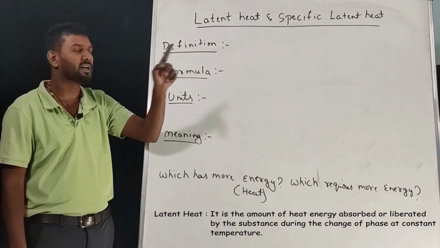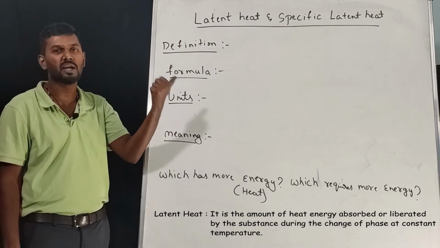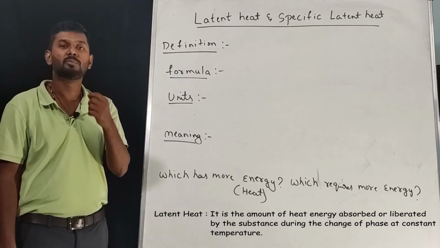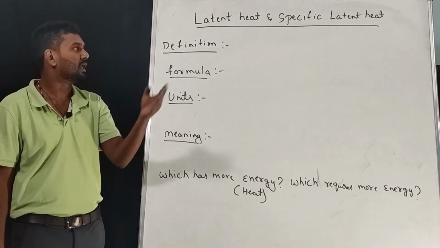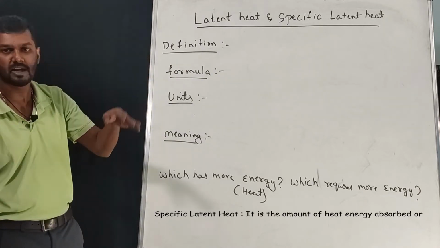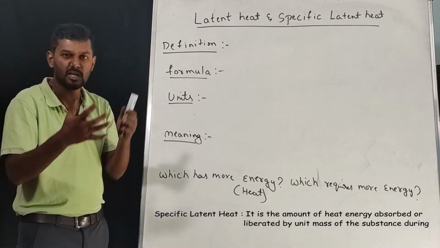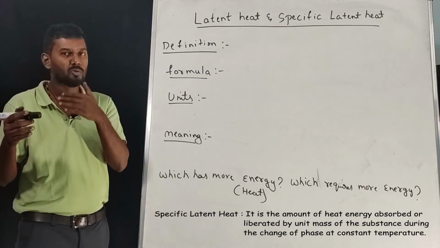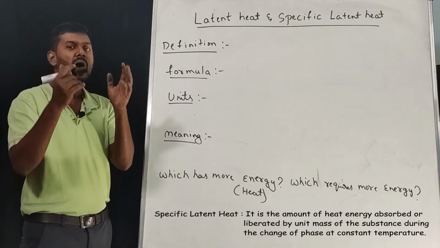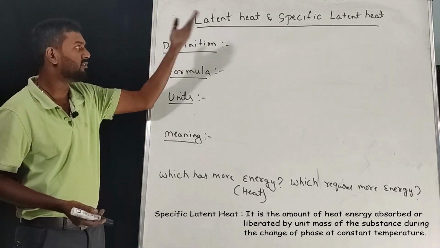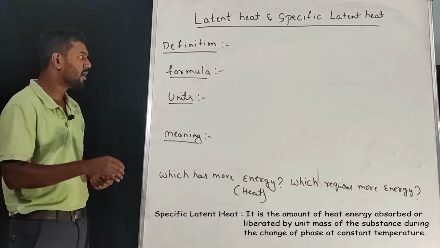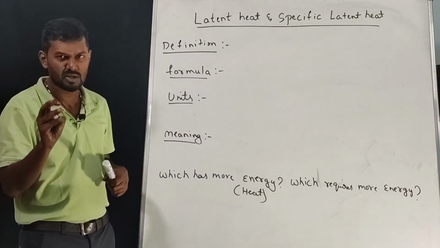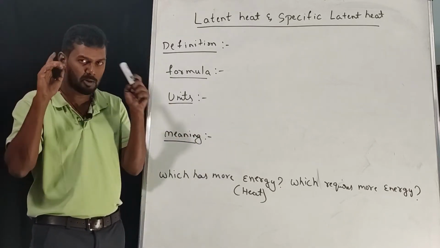When it comes to specific latent heat, this is exactly like heat capacity and specific heat capacity. In the definition of latent heat, if you add by unit mass, then you will get the definition of specific latent heat. I'll define it now. The amount of heat energy absorbed or liberated by unit mass of a substance during the change of phase at a constant temperature. This is the definition of specific latent heat. Then we'll talk about the formula. For latent heat, there is no symbol, there is no formula. Keep that in mind.